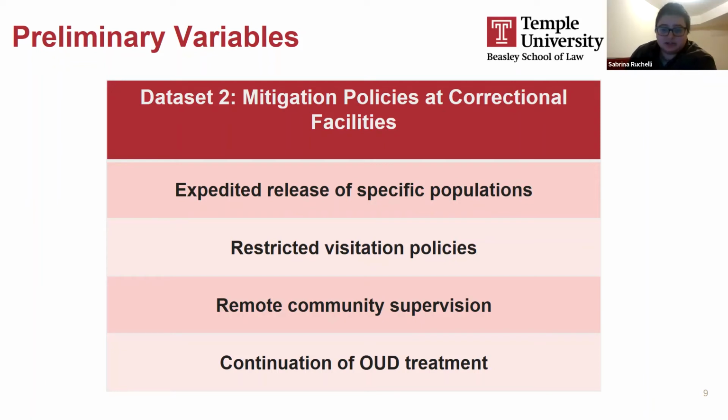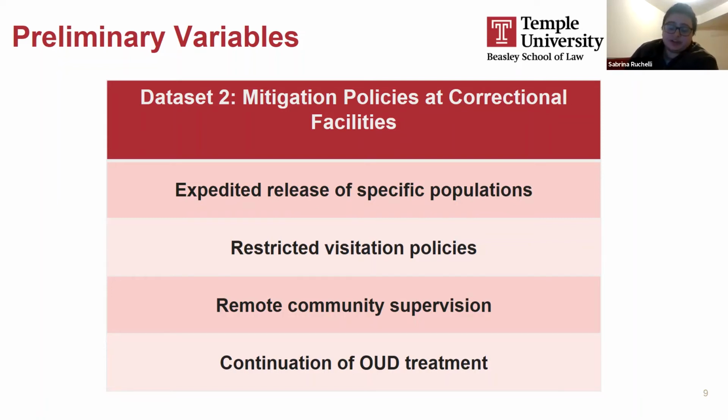So the second data set, mitigation policies at correctional facilities, will really focus on laws, regulations, and executive orders aimed at mitigating the spread of COVID-19 in correctional facilities, as well as those aimed at facilitating OUD treatment for released populations. So just starting off, taking a look at our 4 preliminary legal variables.